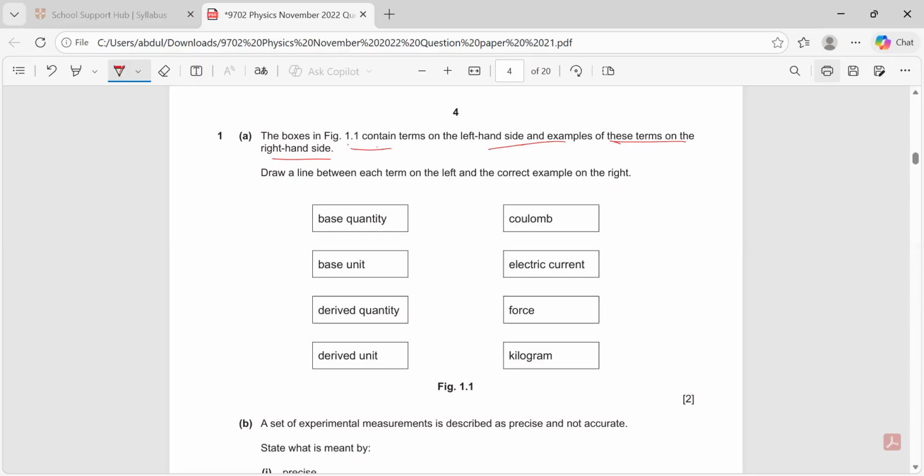So my dear friends, see here, base quantity here. There are 7 base quantities and one of them is electric current. So just join this base quantity with electric current. Base unit. Mass is the base quantity and kilogram is the base unit for base quantity. Then derived quantity. Of course, force is a derived quantity and derived units, coulomb, which is the unit of charge, that is a derived unit.